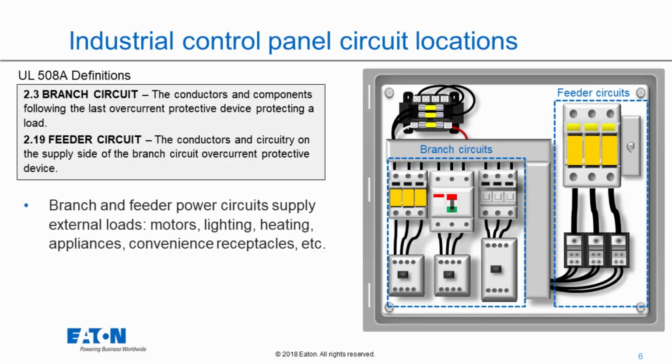So in this sample panel we've got shown here, you can see my branch circuits, right, last overcurrent protective devices before my load. So it looks like I've got fuse breakers and contactors below those. Those are branches. And feeding those is a fusible switch and a power distribution block, right, on the supply side of my branches. Therefore, they're in my feeder circuit.